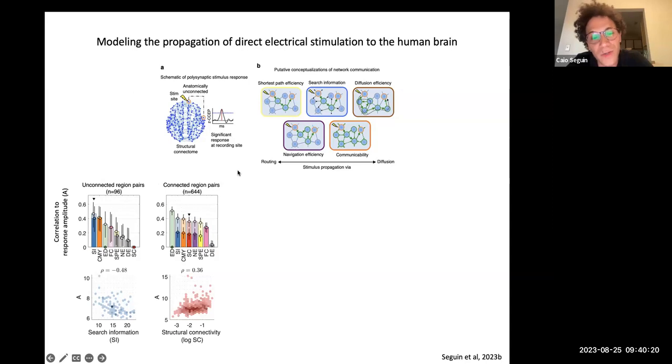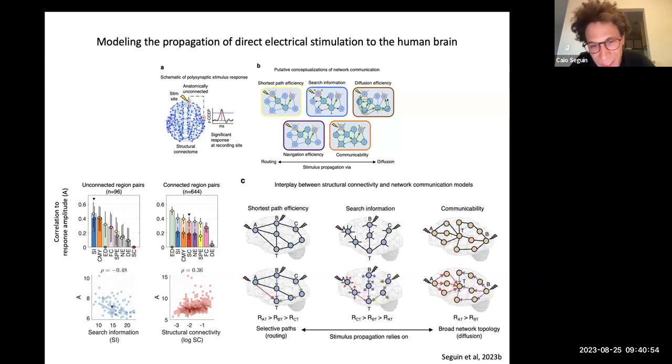But what I thought was really cool is that even for connected pairs of regions, the communication model, here search information, did better than just looking at the structural connectivity weight between two regions. So in other words, if you have regions A and B, they share a direct white matter tract between them. You stimulate A, your best bet at predicting the response in B is not only looking at that direct tract, but what is happening on the surrounding topology of the network is also important. And we're going to try to explain to you how with this little schematic.